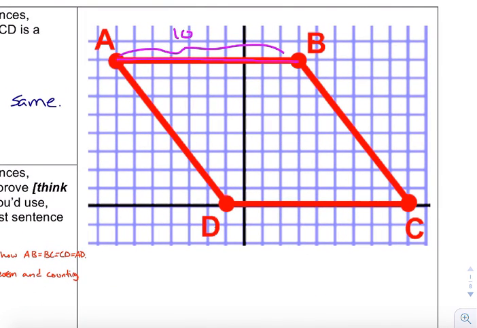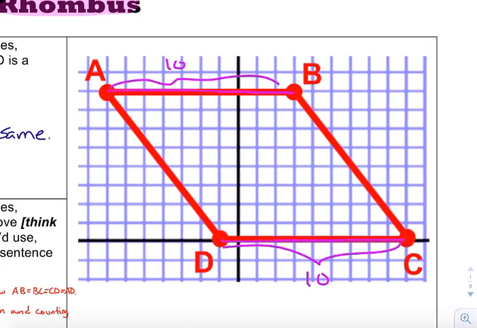I can do the same thing for the bottom. If I count across the bottom, this is also 10. That was the easy part, but I said I would do that. Now the second part is I'm going to use the Pythagorean theorem. To use the Pythagorean theorem, I need right triangles, and so I'll create a couple right here.